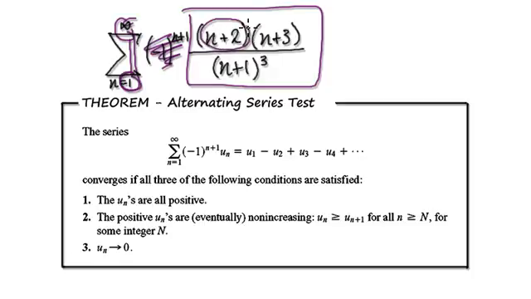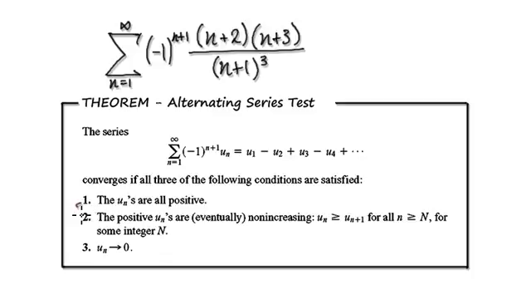N is moving from 1 to infinity, so this will always be positive, this will always be positive, this will always be positive. The whole thing will always be positive. So u_n will always be positive. Now check number 3. Make sure that the limit of u_n tends to 0 as n tends to infinity.